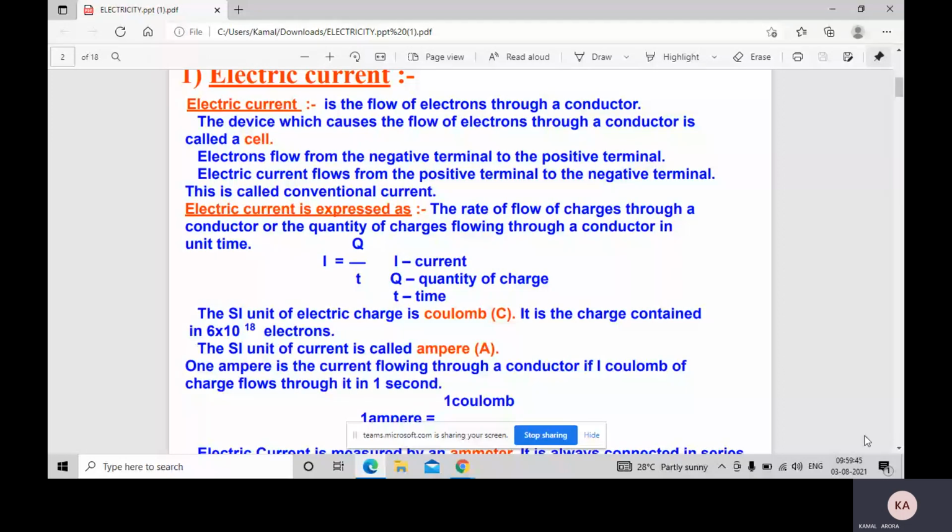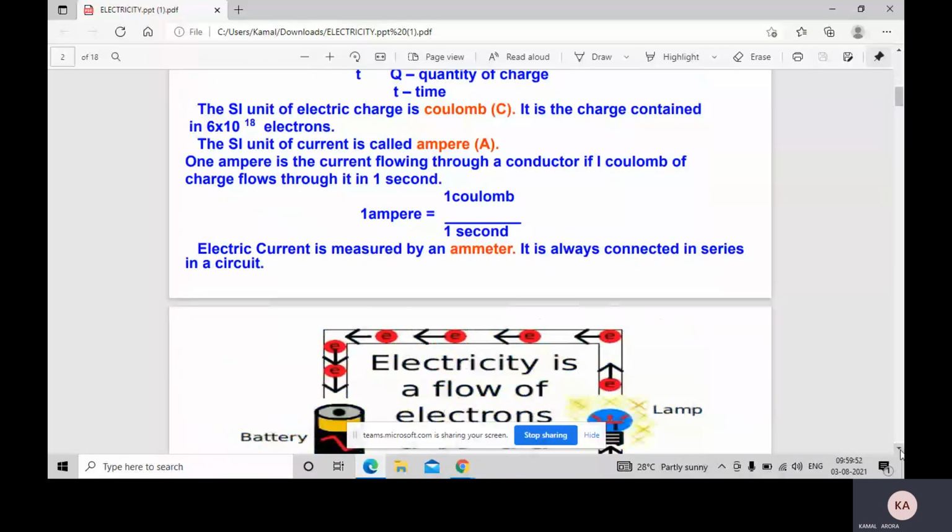Now, how can we define 1 ampere current? From the above relation, we can define 1 ampere current: when 1 coulomb of charge flows through a circuit in 1 second. Again, I am repeating, 1 coulomb of charge flowing through a circuit in 1 second is known as 1 ampere current.